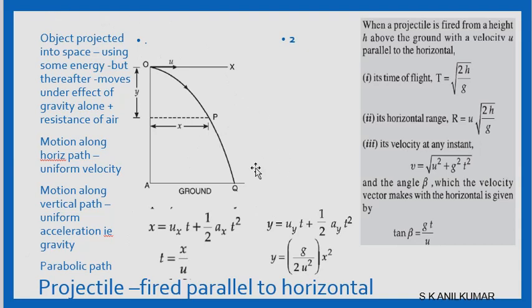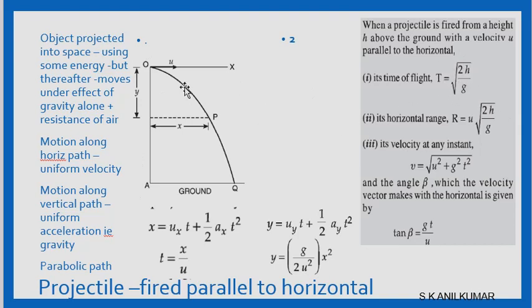So what are the formulas that apply for this, or how is it calculated? When a projectile is fired from a height of h above the ground, with a velocity of u parallel to the horizontal, like this from an aeroplane, a torpedo or a missile, its time of flight t equals root of 2h by g. This h is the height above the ground, suppose 1000 meters, 1500 meters, 2000 meters. This height into 2 divided by g, the gravitational acceleration, and the square root of that is the time it takes for the flight.